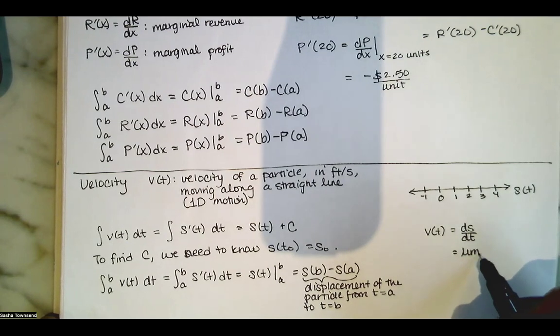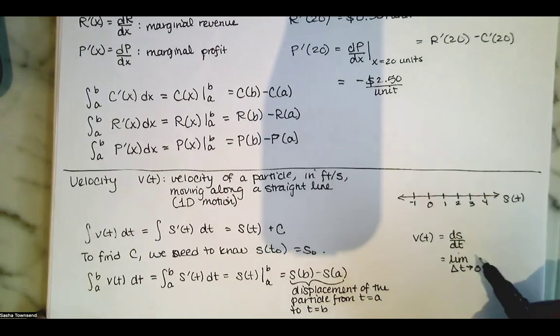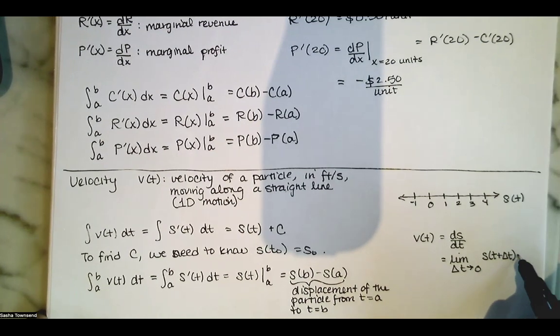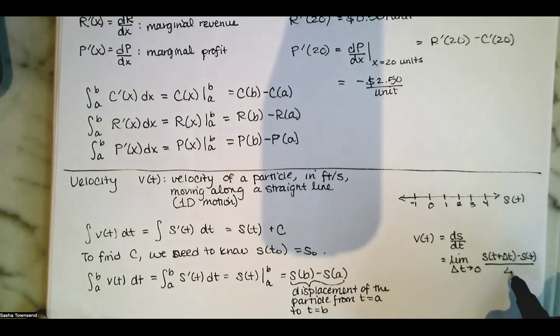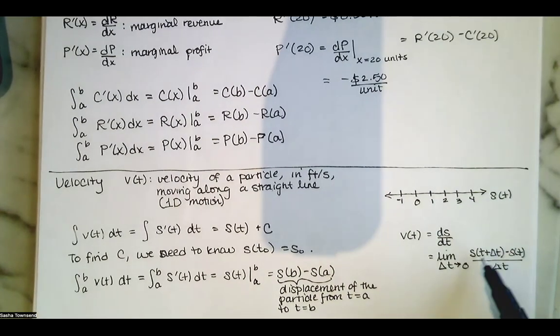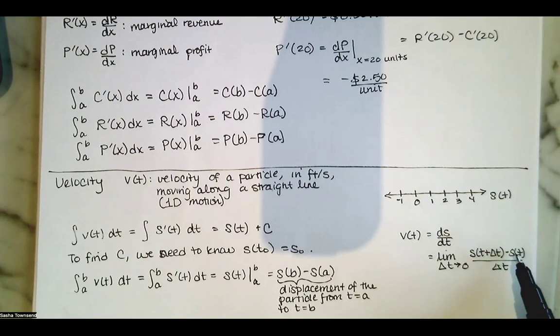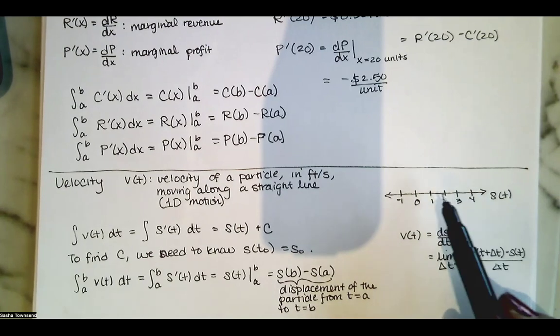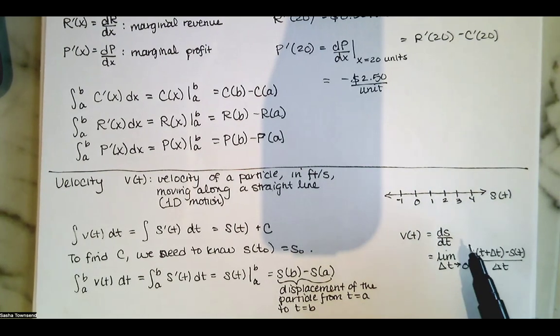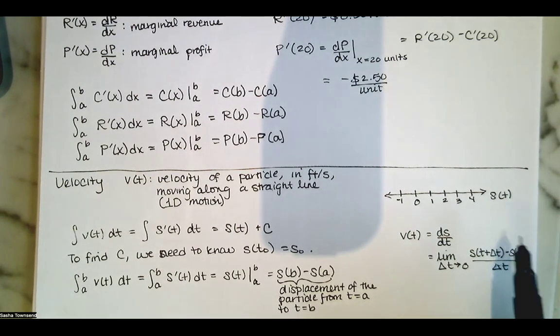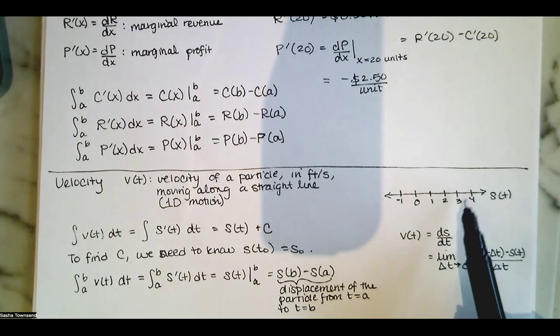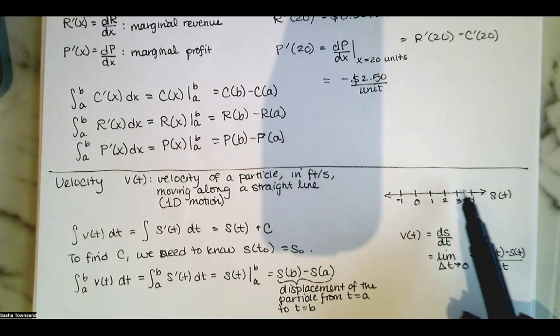And that's defined as the limit as delta t goes to 0 of s of t plus delta t minus s of t, divided by delta t. So if we look at this, we can see that displacement in the numerator. So I'm starting at some time t, and then delta t we're going to assume is positive. So we're moving in the positive direction. If we are moving from left to right, so that displacement is positive, v of t is positive. This delta t we're always going to treat as positive. But if we're moving from left to right, v of t is positive.